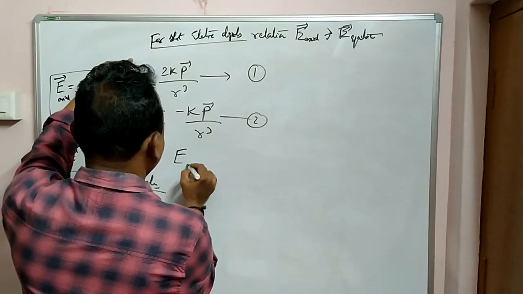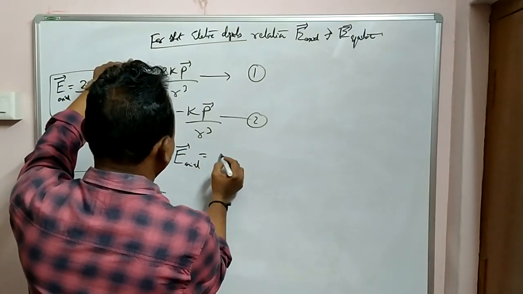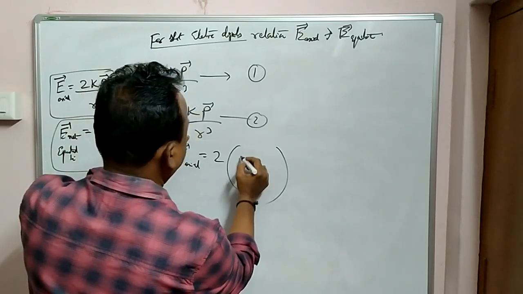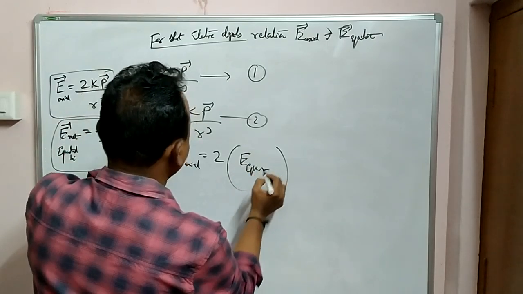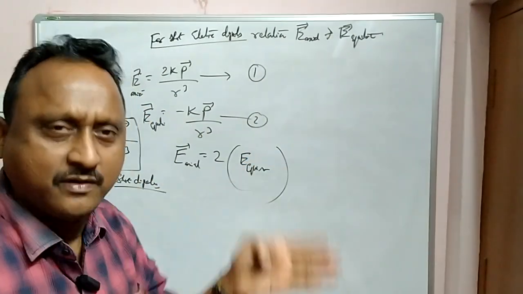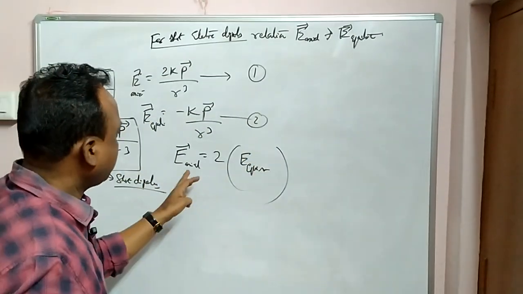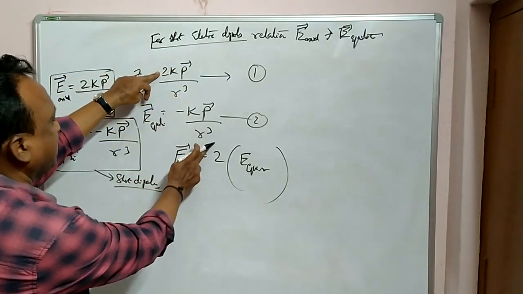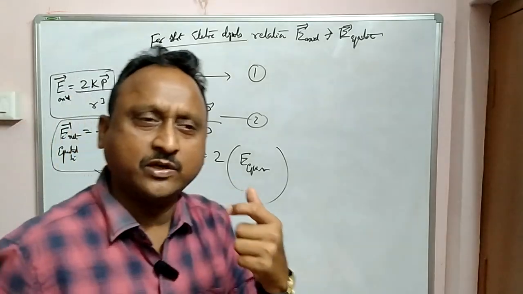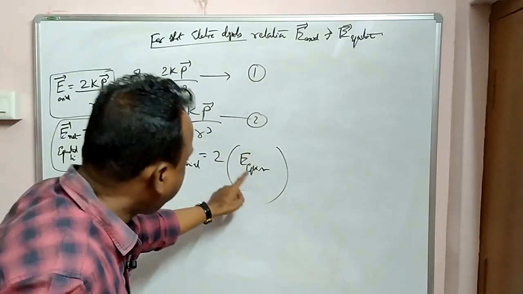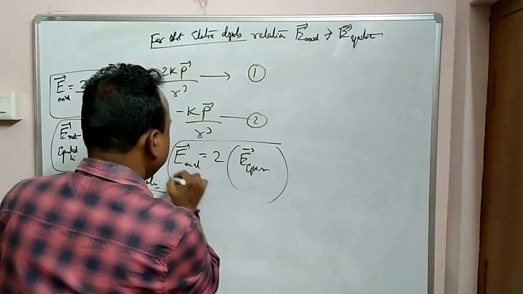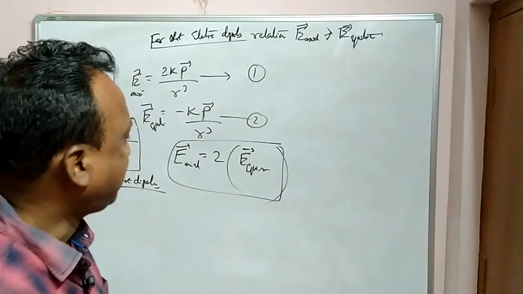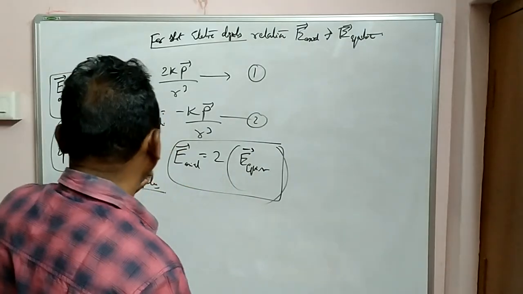ఈ యాక్సియల్ I can write as 2 times of what is kp by r cube, E equatorial. Of course, minus పక్కన పెడదాం, I take the magnitude. So E axial is 2 times equatorial, you can see. 2 into kp by r cube. So axial line electric field intensity ఎంత ఉంటుంది? 2 times the equatorial line intensity. This one you can use as a corollary for the examination as a bit question. E axial is equal to 2 times E equatorial.